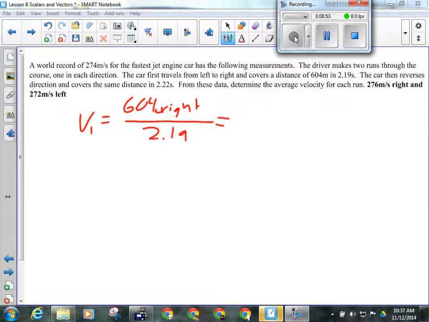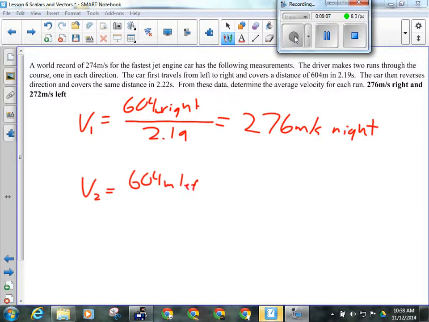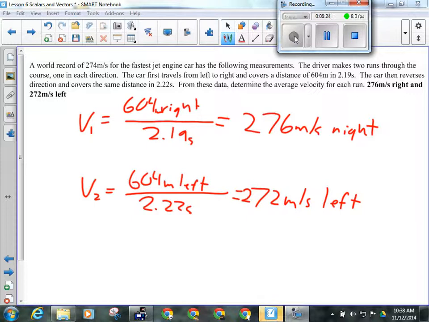When we do 604 over 2.19, we get 276 meters per second to the right. On the way back, he's moving to the left. Same distance, just this time it's to the left: 604 meters left, divided by the time. He was slower on the way back. Maybe the wind was against him or something. 2.22 seconds. When we do that, we get 272 meters per second left. You average those two runs, and you get the world record of 274 meters per second. Does that make sense, Evan? Any others? 4.